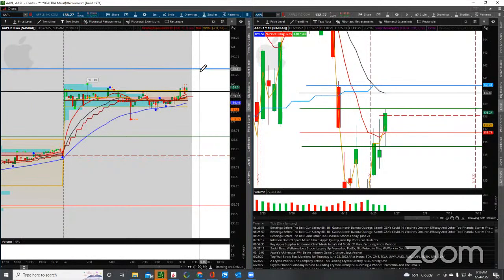But then you do have the overhead resistance right here on the weekly. Now, does that mean it couldn't get through? Of course it could, but you want to be aware of that if you're in the trade, because that might be an area where you want to take some off just to lock in some profit. But that's Apple.